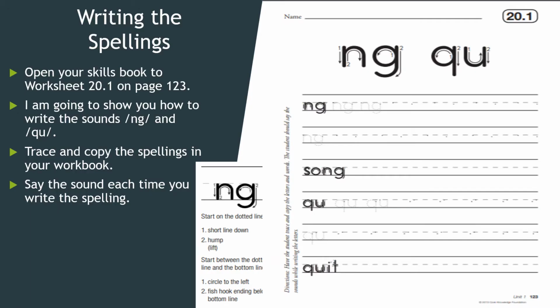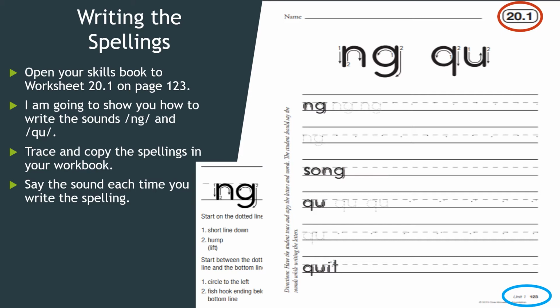Now let's write the spellings. Open your skills book to worksheet 20.1. That's 20.1 in the top right-hand corner of your workbook. You will find this on page 123. That's on the bottom right-hand corner of your workbook. If you need to pause or stop this video at any time so you may complete your work or find your page number, feel free to do so.